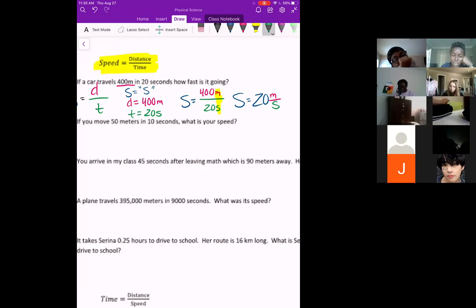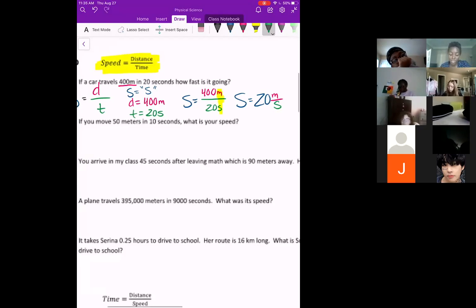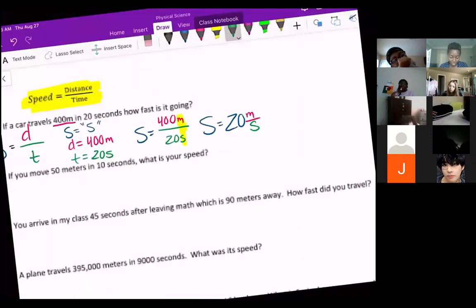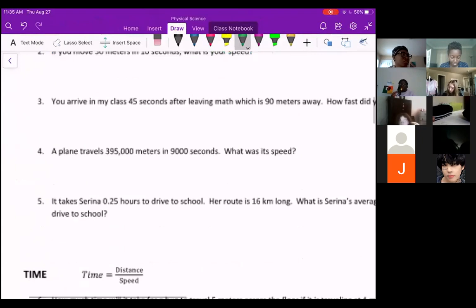So usually the ones where you're solving for speed are pretty easy, as long as you keep up which one is distance and which one is time. So I'm not even going to do another one of these. Let's go ahead and go to the ones where it's like solving for distance or solving for time. All right, so let's go down.